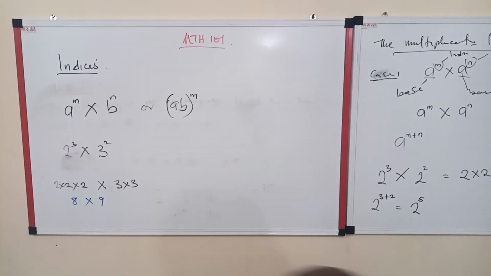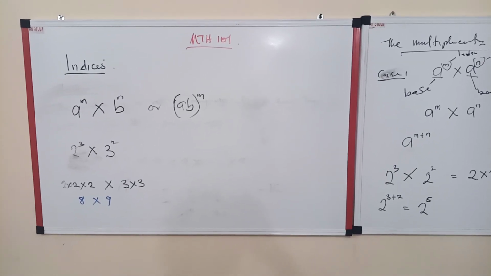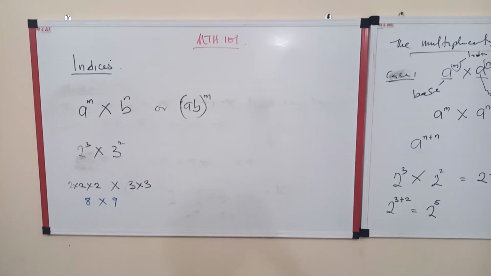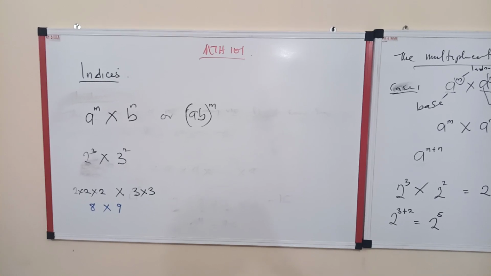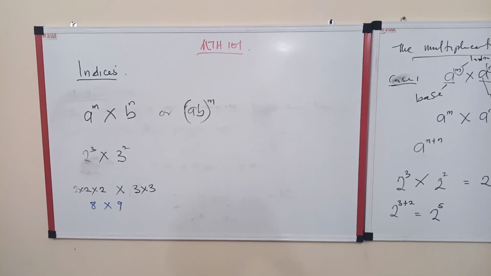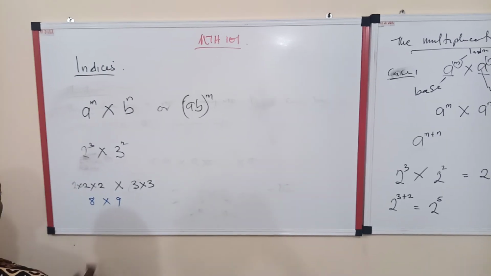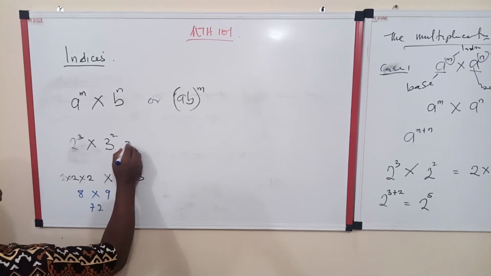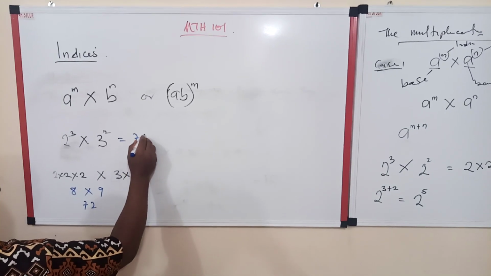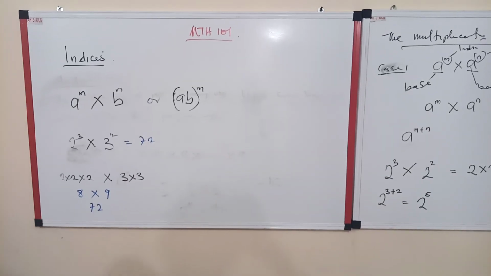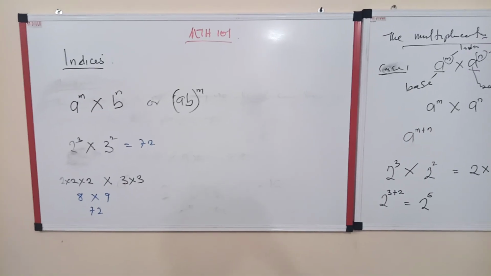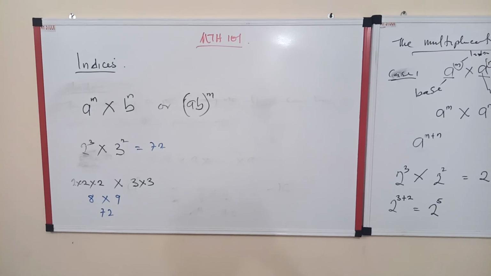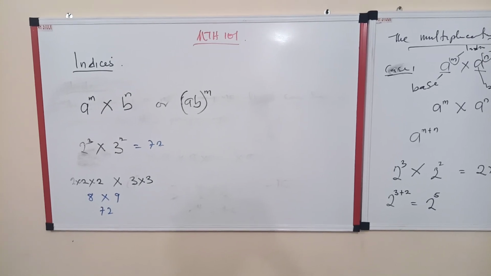What is 8 times 9? Those of you that are not used to your times table, use your calculator and get the answer. The resulting answer is 72. So what I'm trying to say is that, being that the bases are not the same, all that you need to do is resolve those individual terms singly, then you bring them together.